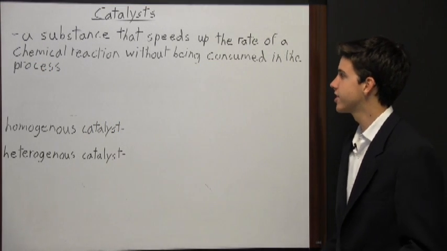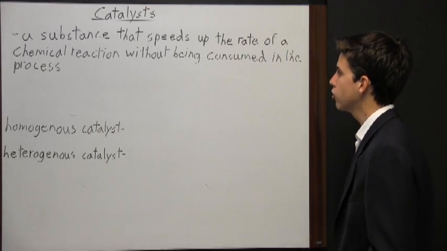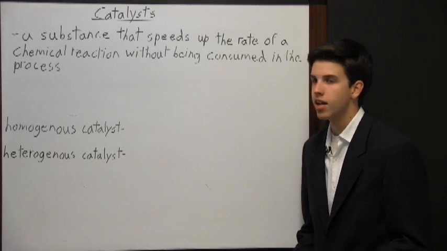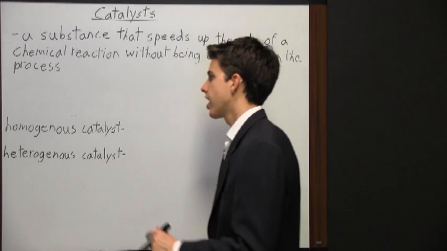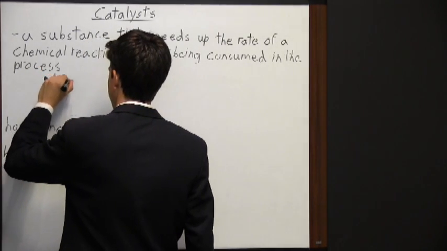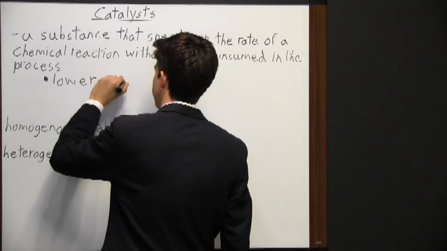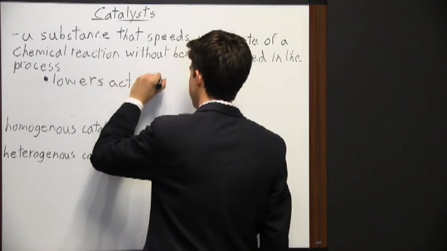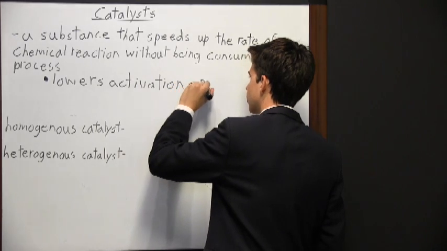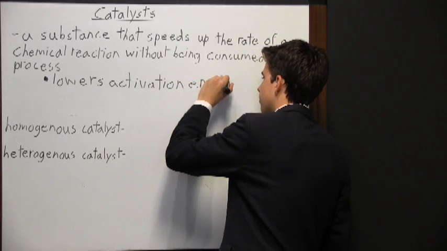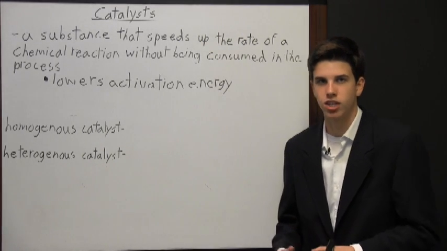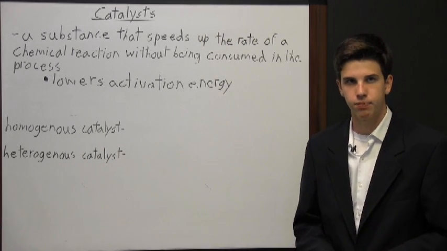Catalysts are substances that speed up the rate of a chemical reaction without being consumed in the process. And so the way a catalyst works is first by lowering activation energy. And it lowers the activation energy that is required for a chemical reaction to proceed. And so by lowering that activation energy, the chemical reaction can proceed more easily.